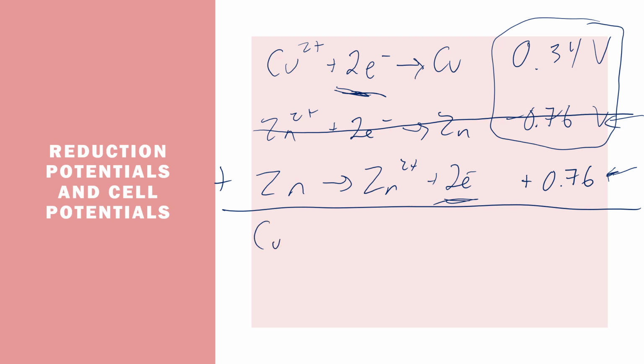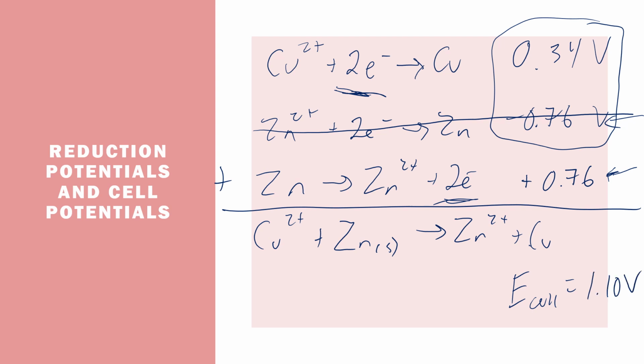So I have the copper ions plus the solid zinc forming zinc ions plus the solid copper. And you can add up the potentials at that point. So your overall cell potential is 1.10 volts. Okay, now this should be a positive number, always, because you flipped the one that was smaller.